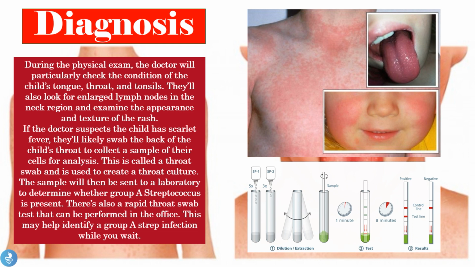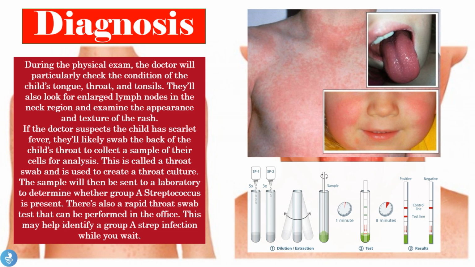If the doctor suspects the child has scarlet fever, they'll likely swab the back of the child's throat to collect a sample of their cells for analysis. This is called a throat swab and is used to create a throat culture. The sample will then be sent to a laboratory to determine whether the group A Streptococcus bacteria are present. There's also currently a rapid throat swab test that can be performed in office, and this may help identify a group A strep infection while you wait within about 5 minutes.